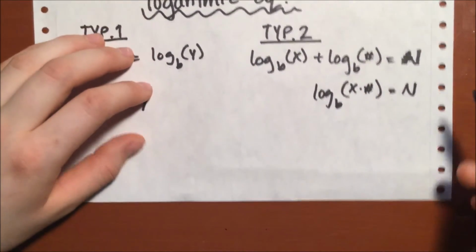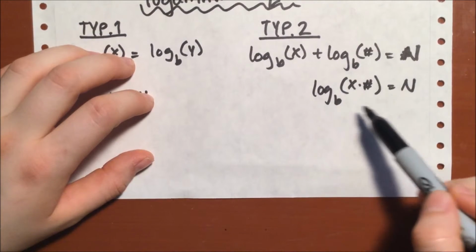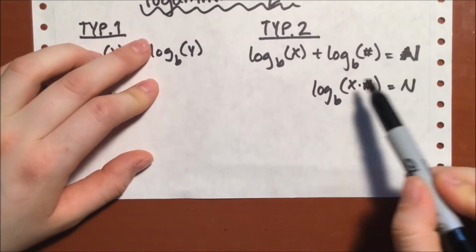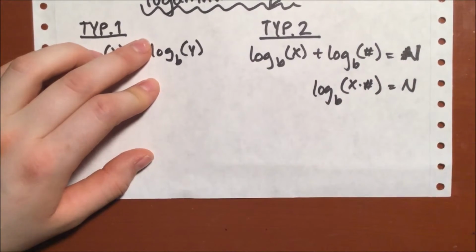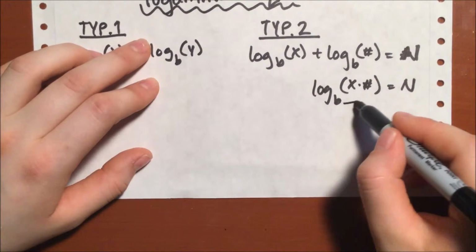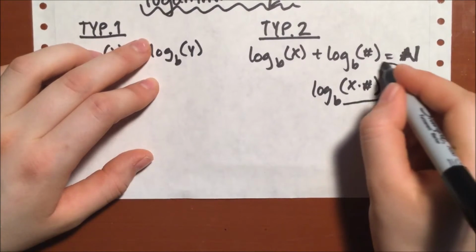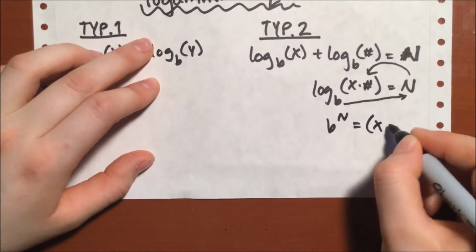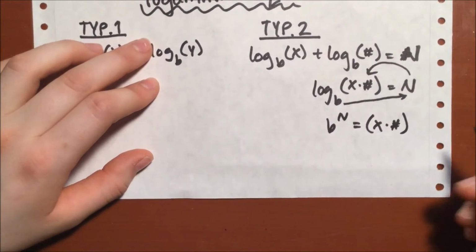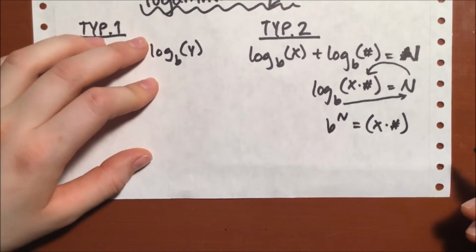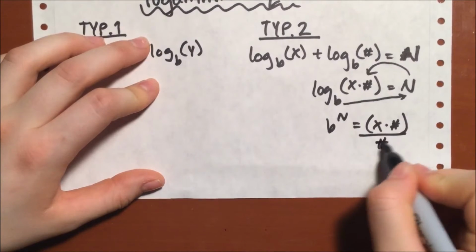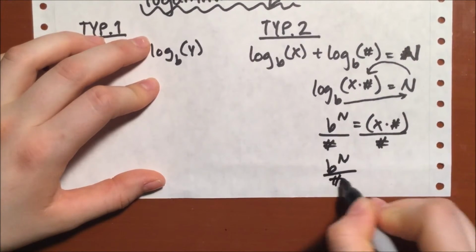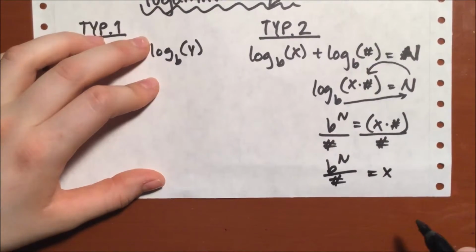Now, what we do when we get it into this is change it to exponential form. Okay, so once you have your log equal to your number, you change it to exponential form. Your base raised to the answer will give you the argument. b to the n equals x times the number. And after that, you solve for your variable. You can divide by whatever's hanging out with the x. And whatever all this is over here will give you your answer.